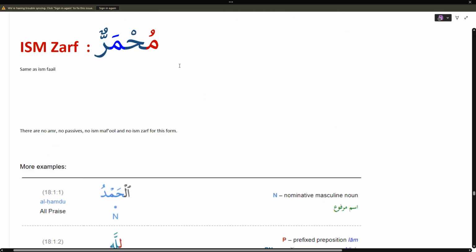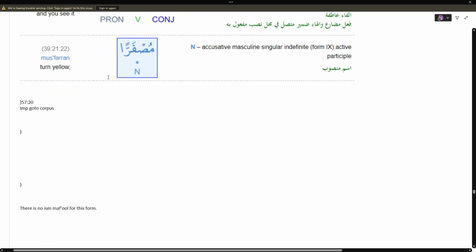There's no ism maf'ul for this form, and the ism zarf is the same as ism fa'il. It's going to be muhmarrun, and the plural is not going to be muhmarruna or muhmarrina, it's going to be muhmarratun, muhmarratin.